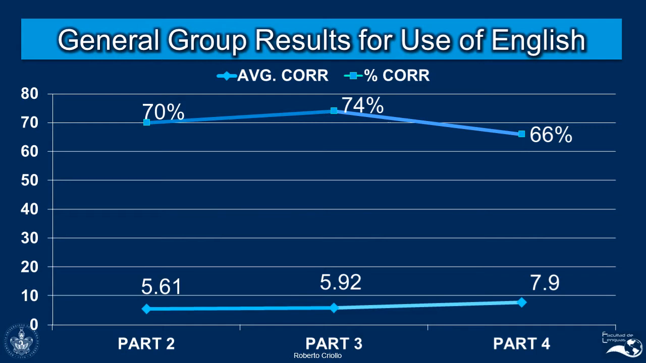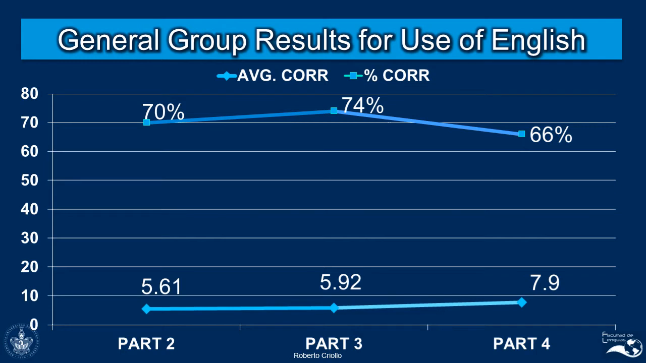We have parts 2, 3 and 4 of the test, and you can see on the first line at the bottom the average of correct answers that all of the group obtained. In part 2, you had an average of 5.61 out of a total of 8 correct answers. In part 3, you had 5.92 out of a total, again, of 8 correct responses. And finally, in part 4, you have 7.9 out of 12 correct answers.